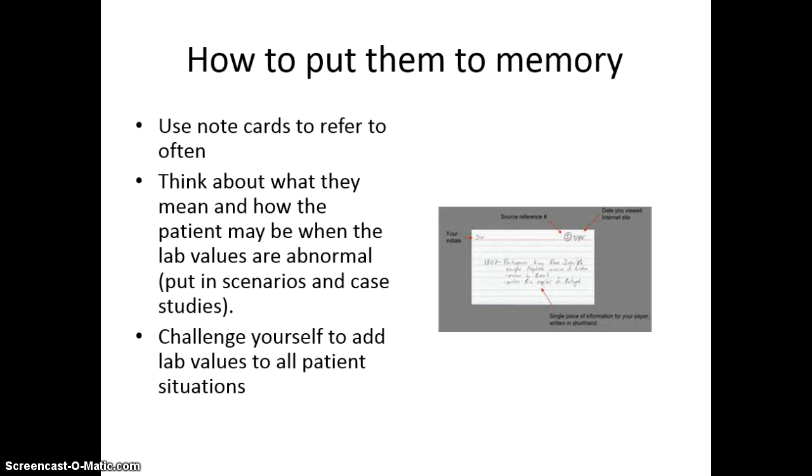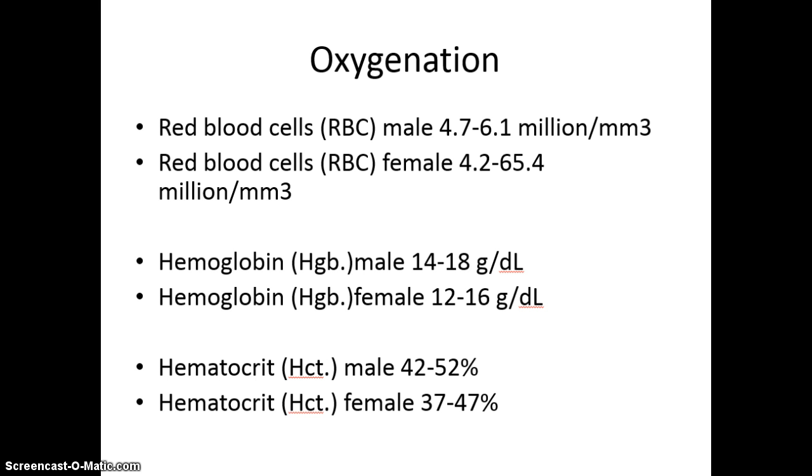So as we look at scenarios and think about how we're going to apply them, challenge yourself to put lab values as part of your nursing interventions for helping to treat that patient. Our first set is looking at oxygenation. Our red blood cells, male and female, have different values. Just learn generalized ballpark numbers to help you as you're getting started learning these.